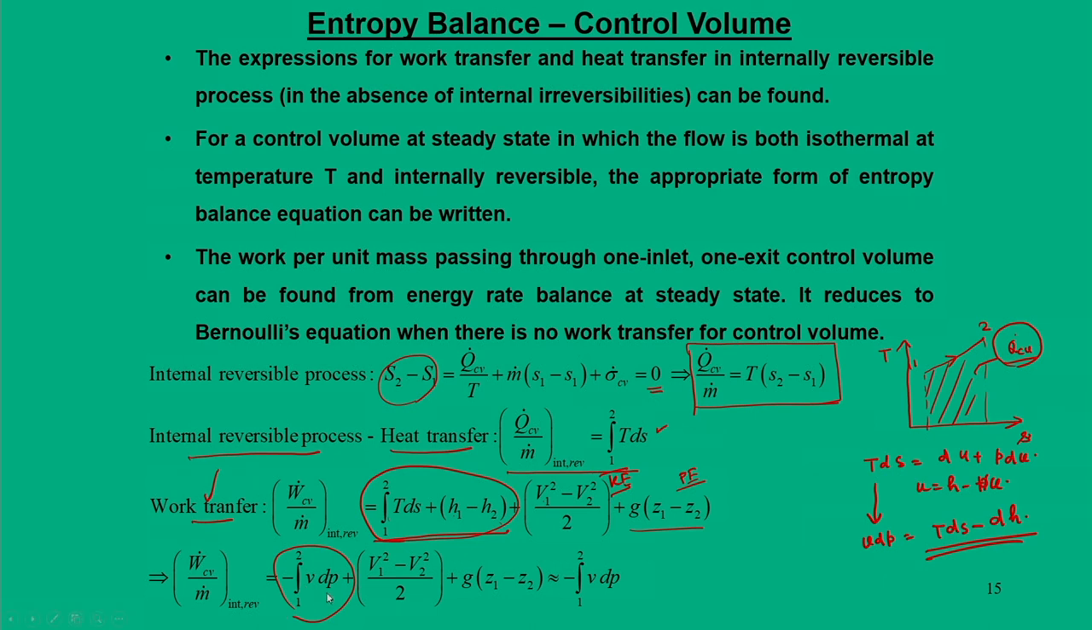And with no kinetic energy and potential energy change, the W dot CV by m dot becomes the integral of vdp with negative sign, which means you can draw it on a thermodynamic pressure volume diagram. So, the process undergoes a change of state from 1 to 2. In fact, this is a compression process, and the area under that diagram, that is vdp, is shown here. So, this is the significance of the entropy balance equation for control volume, how you can represent them in the thermodynamic diagrams.